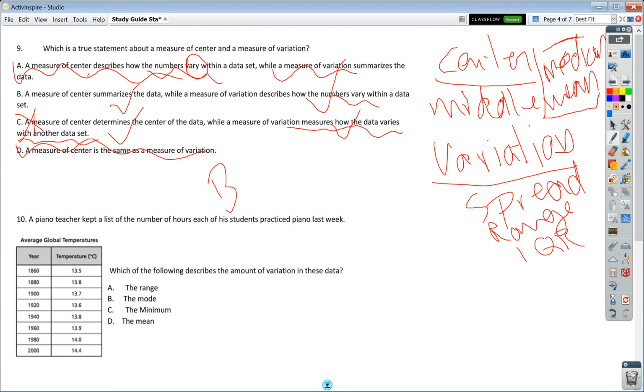And the reason for that is because C says a measure of variation describes specifically comparing to another data set, and that doesn't have to do with it. You can compare them, but you don't have to.